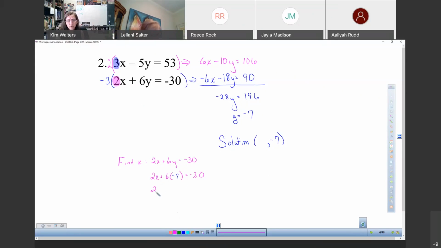And so I have 2x minus 42 is equal to negative 30. If I add 42 to both sides, that's going to give me 2x is equal to 12. Right? Just write this in here, add 42 to both sides, add a positive 12 over here. Dividing both sides by 2, I get x is equal to 6, and so my point is 6, negative 7.